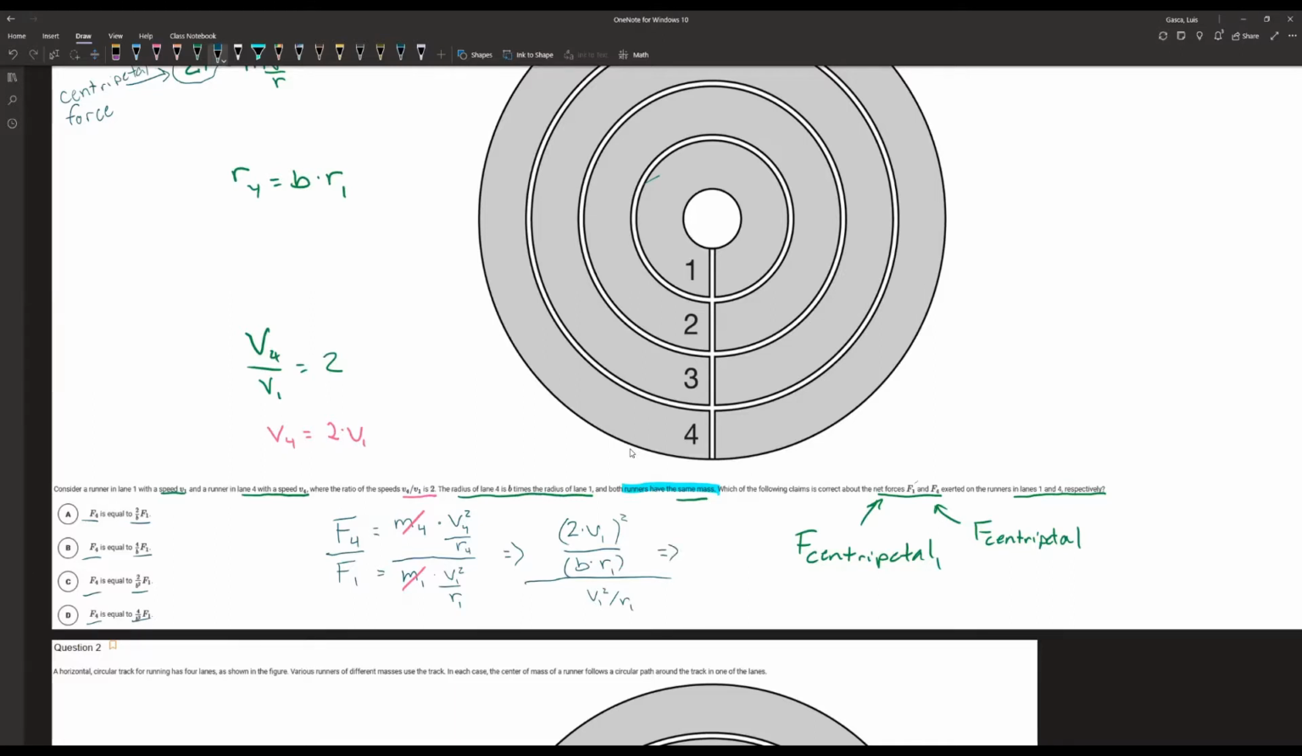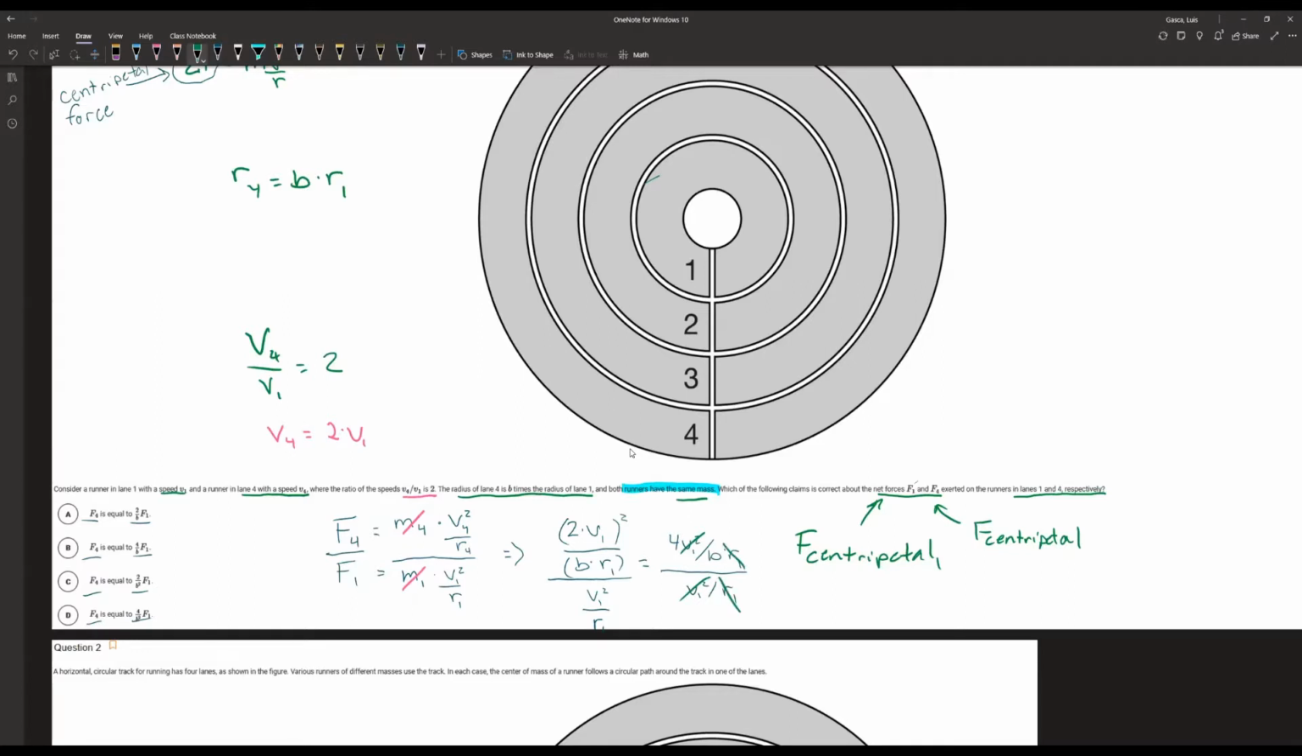I'm going to make my division sign a little bit smaller. And you know what? Let me write this a little bit more properly. Okay, well, this can clean up a little bit. We get 2 squared is 4 V1 squared over B times R1. I'm going to write it like a fraction here because I'm running out of space. And then all over V1 squared all over R1. And so hopefully we recognize that some of these quantities are going to cancel. I'm dividing by V1 squared and I'm dividing by R1.